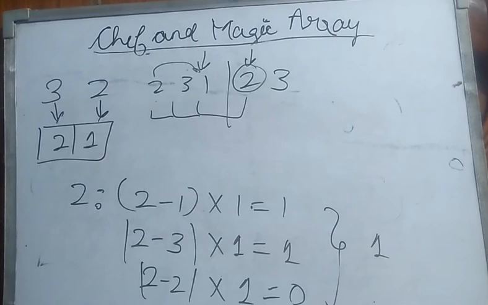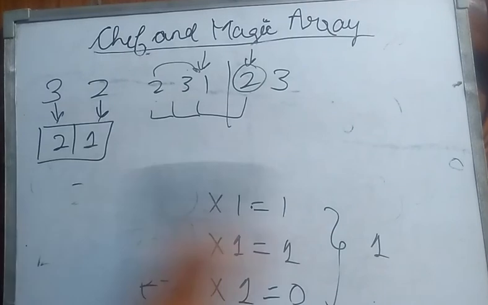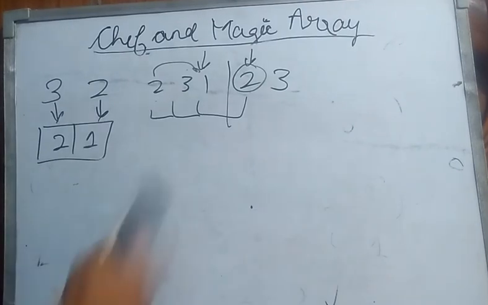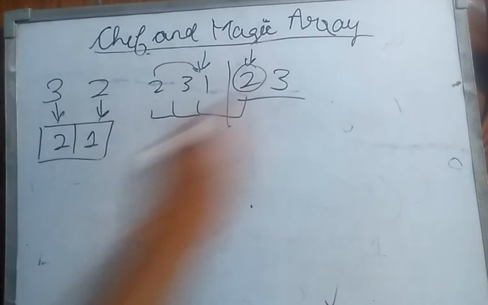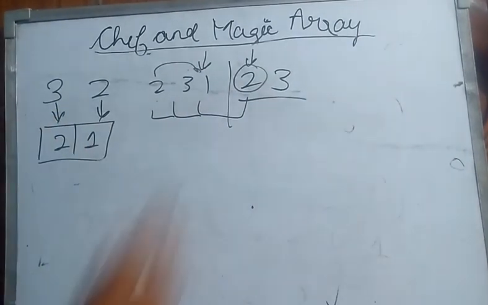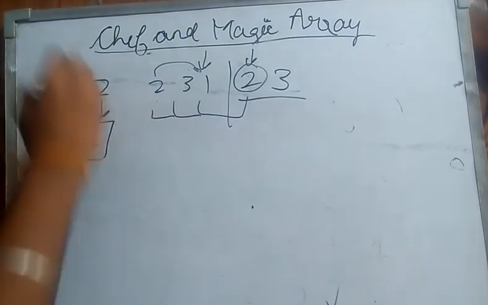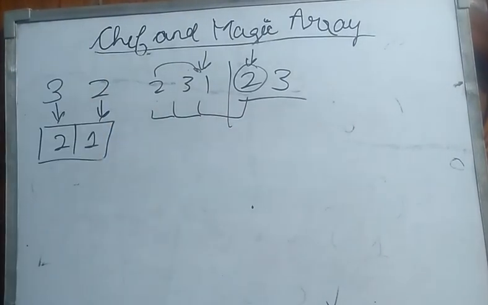So till now, what do I know? If 3 was on the left in this dish, the value I would have got is 2, and if 2 was on the left, I would have got 1. I will store this value in this array. Okay, now I will move forward.